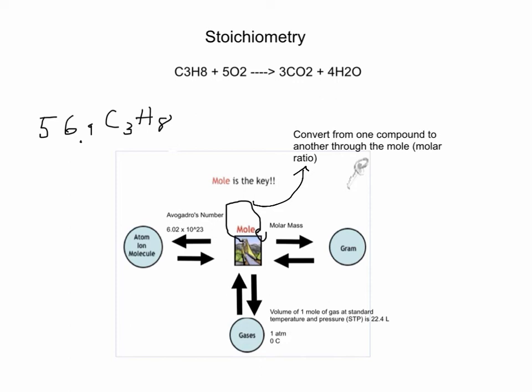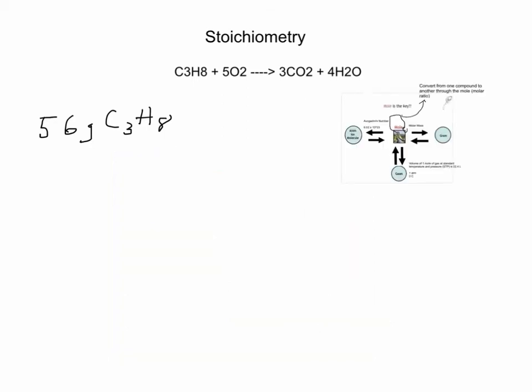So in this problem, where I asked you to go from grams of propane to grams of carbon dioxide, what we're actually going to have to do is go from the gram to the mole, convert from moles of propane to moles of carbon dioxide, and then convert back out to grams. So how does this work? Well, it's identical to all of the stoichiometry we've done so far.